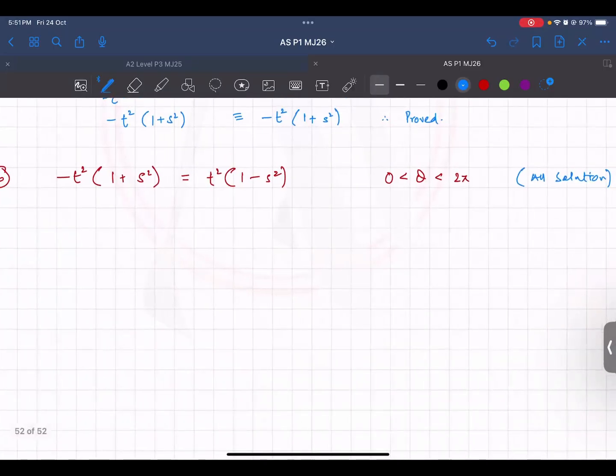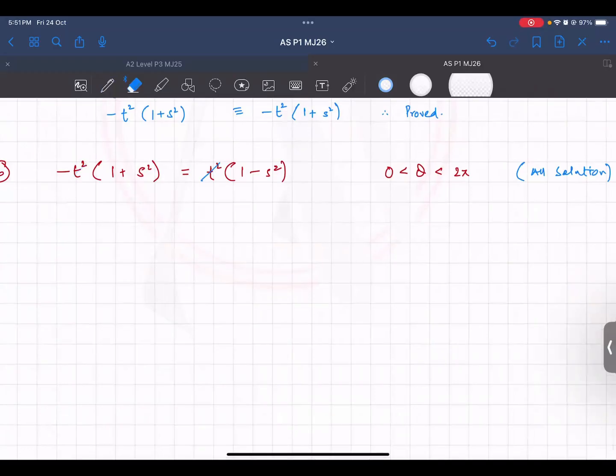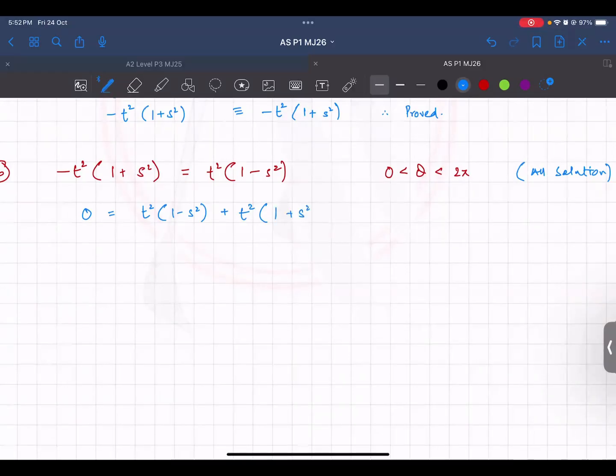So what I think right now is, I can cancel out this tan square and tan square, but I am not cancelling this out right now. You'll see why. If I move everything to one side, this would become tan square (1 minus sine square) plus tan square (1 plus sine square).